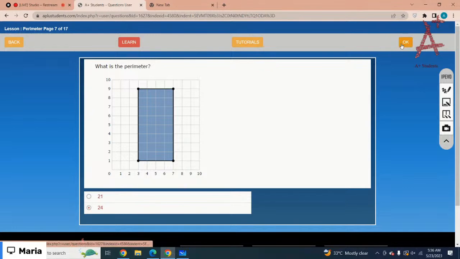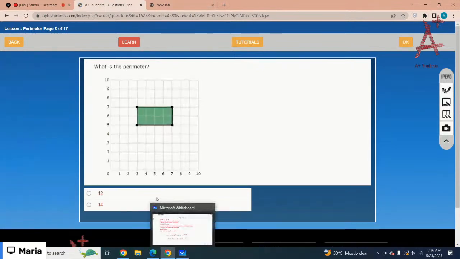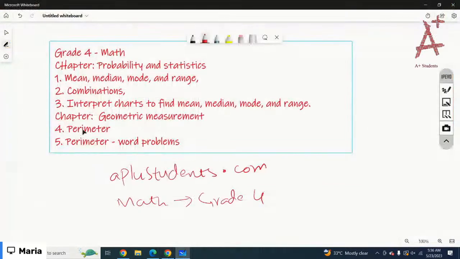Okay, you can complete the test by yourself later today. So we were working on grade 4 maths. We've started with the chapter probability and statistics. The lessons we have covered are mean, median, mode, and range. Then combinations, interpret charts to find mean, median, mode, and range.